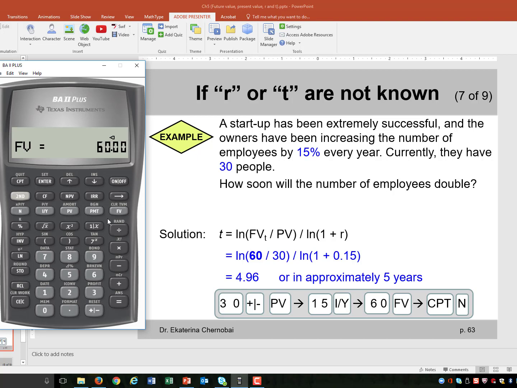Remember, you only do it for one of the 2 numbers, either the present value or the future value. The growth rate in the number of employees is 15% per year. So press 15 IY. And you need to compute the number of years. Compute N. The answer is 4.96.